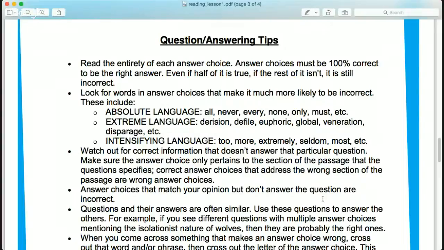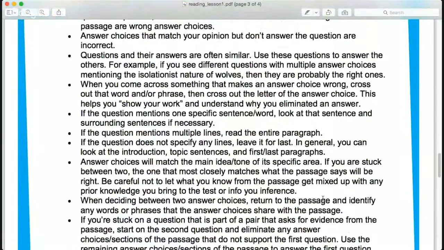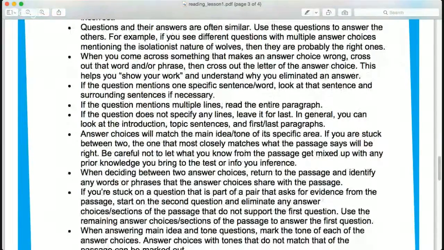Answer choices that match your opinion but don't answer the question are incorrect. Make sure not to bring your personal opinion or past knowledge into the reading section. Everything should come from the passage. You should be able to underline a place that you can point to as evidence for a particular answer. Questions and their answers are often similar. Use these questions to answer the others. For example, if you see different questions with multiple answer choices mentioning the isolationist nature of wolves, they're probably the right ones.